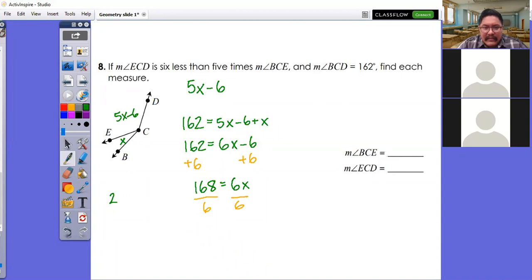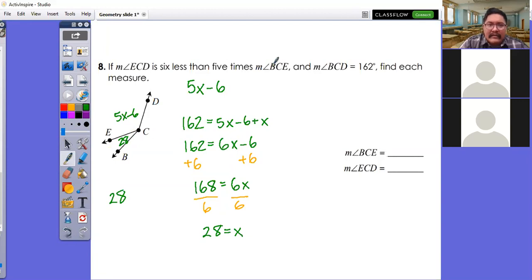168 divided by 6. You know what, let me just use my calculator. 168 divided by 6, and that would be 28. All right, so in this case, X is not just some arbitrary degree. It's actually this thing here. This smaller one is really 28.